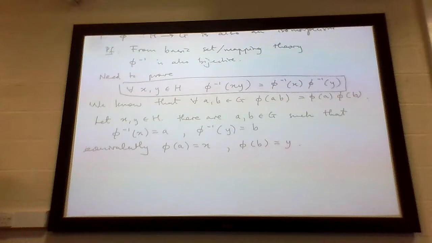And the reason that's true is because the maps are surjective in both directions. So this is true, and the maps are inverses actually. So that's why this is true.